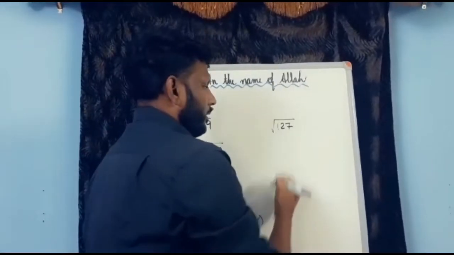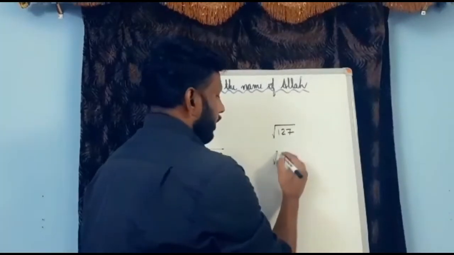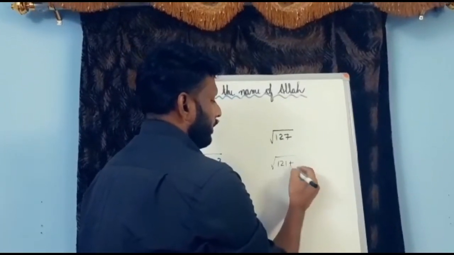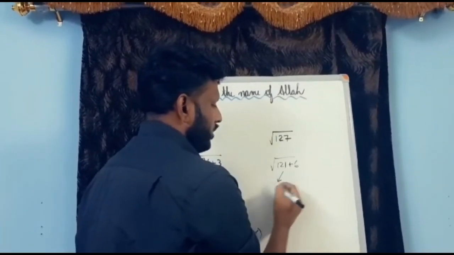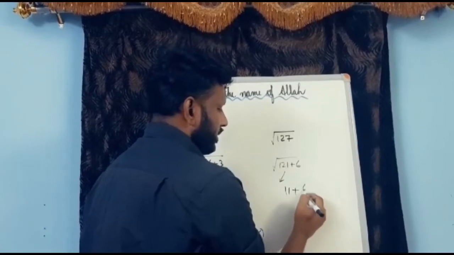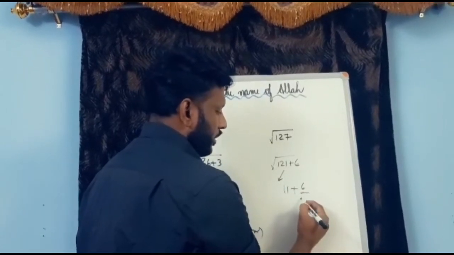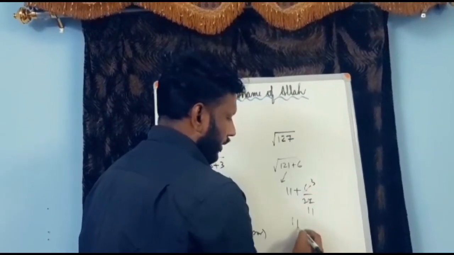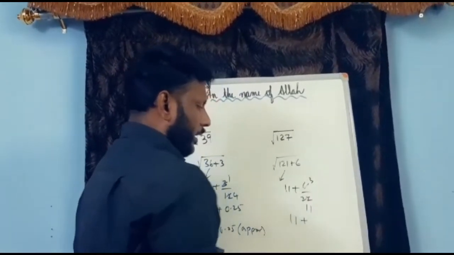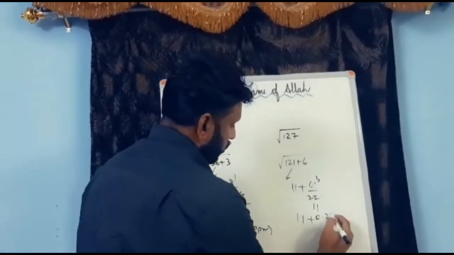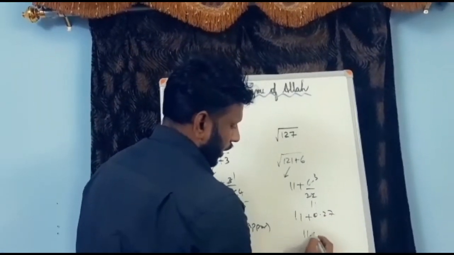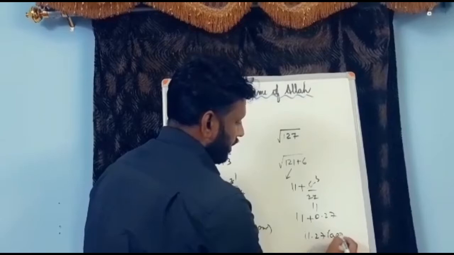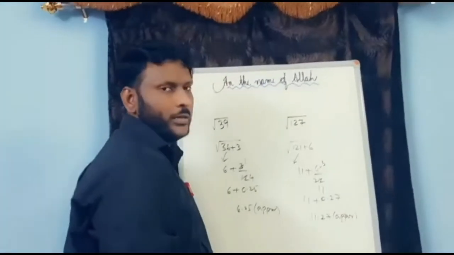Same as 127. 11 into 11 is 121. 121 plus 6. The square root of 121 is 11, plus 6 divided by double of 11, which is 22. 6 by 22 is about 0.27. So 11.27 is the approximate answer of root 127.